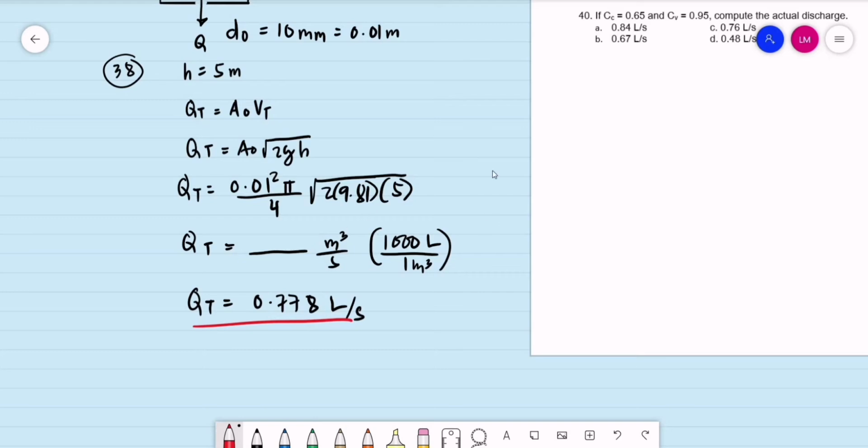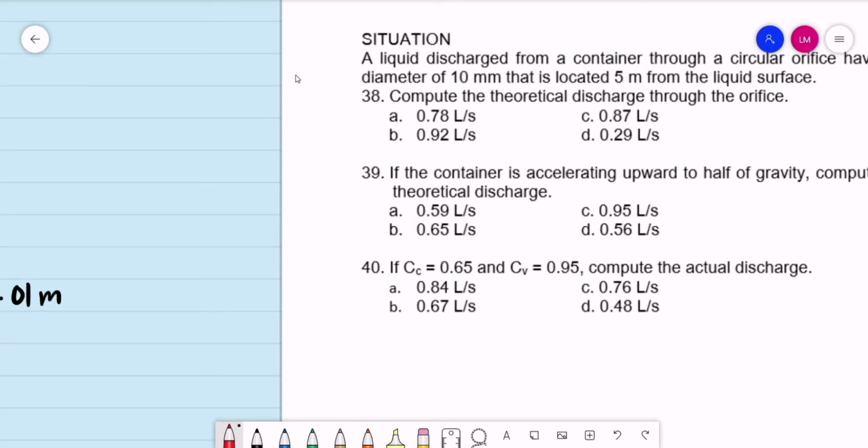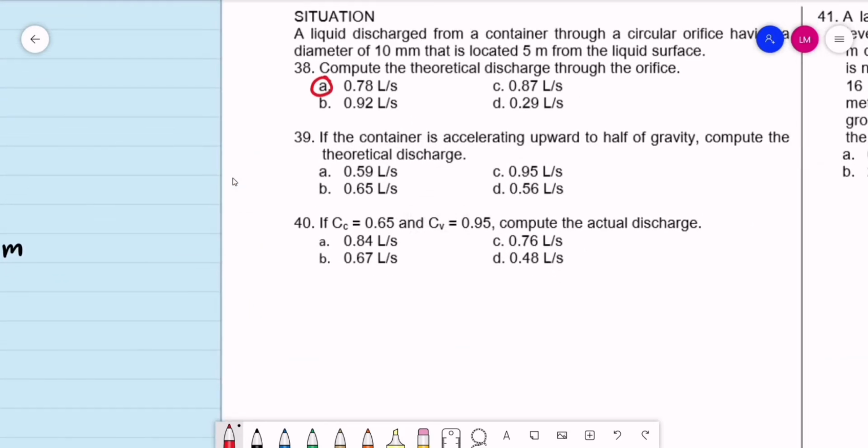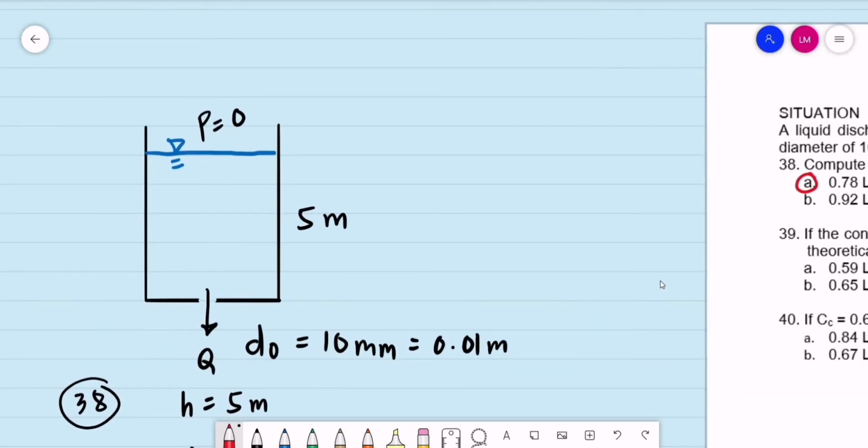Check natin if we have this value sa choices for question number 38. 0.778 is the same as, pinakamalapit na, letter A tayo, 0.78 liter per second. Sa number 39, if the container is accelerating upward at half of gravity, compute the theoretical discharge. So, kanina, steady lang, pero for problem 39, mag-a-assume tayo na yung container na to, nag-a-accelerate daw upward at half of gravity. So, that acceleration is the acceleration due to gravity divided by 2.